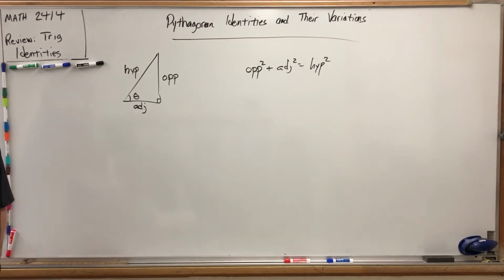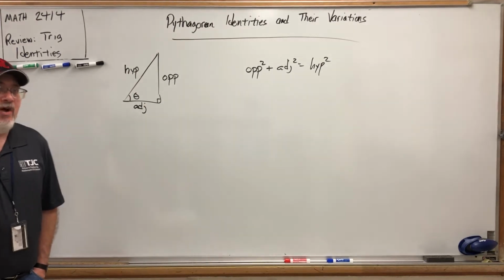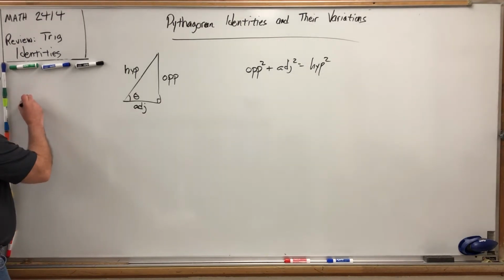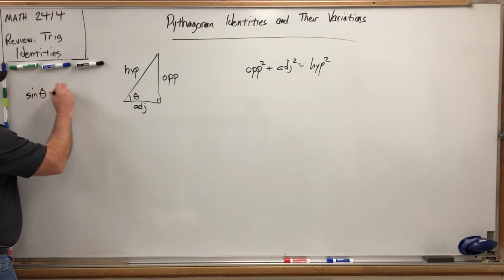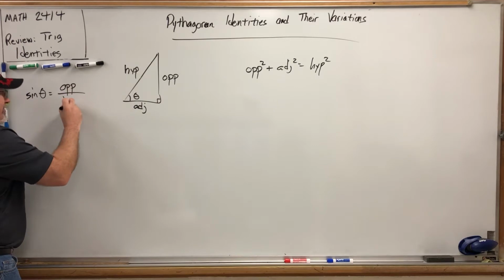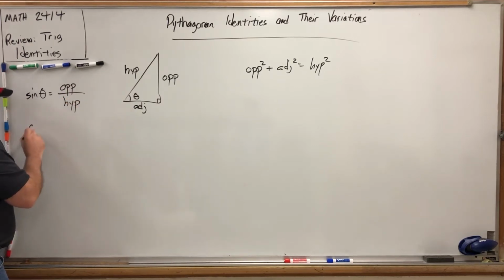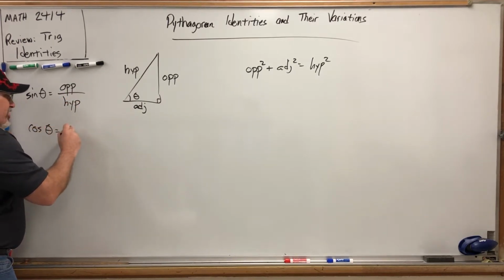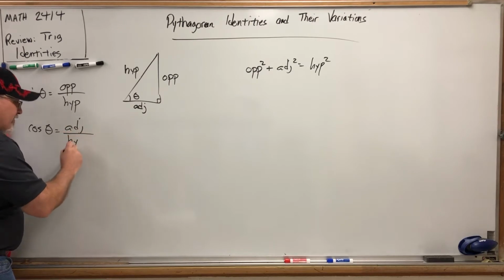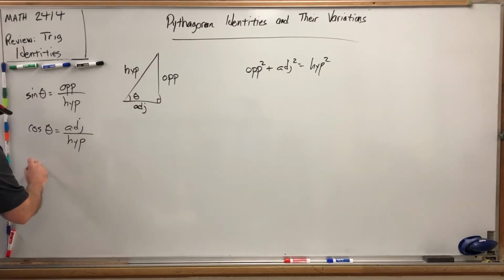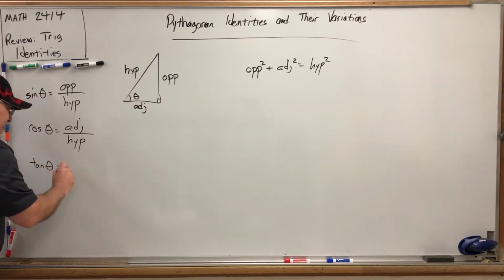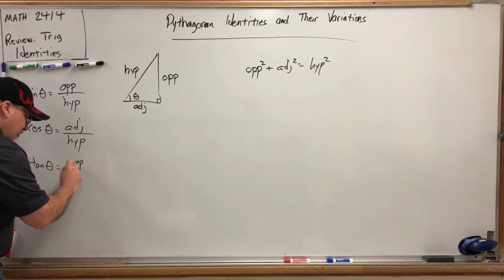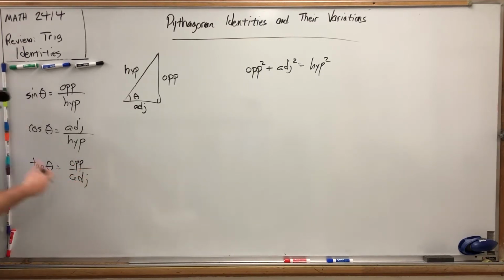But trigonometry is all about ratios of sides in a right triangle. For example, sine of theta is opposite over hypotenuse, something that you should already know. Cosine of theta is adjacent over hypotenuse, again, something that you should already know. Tangent of theta is equal to opposite over adjacent, which again is something that you should already know.